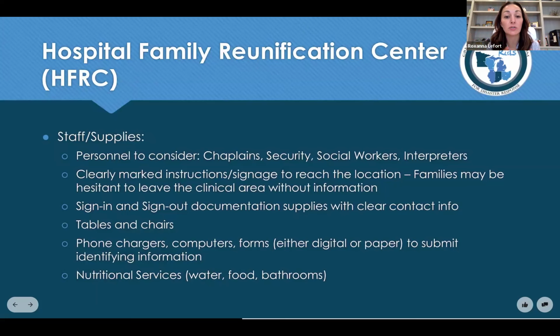Again, clearly marked instructions and signage to reach the locations, so that families aren't so hesitant to leave that clinical area, and a clear understanding of this is where you need to go and this is where we will give you information. So if you're looking for information, that's where you need to be, not in the emergency department trying to open doors and look in rooms and things like that. Try to make it as comfortable as possible. If you have a small room and everybody's just standing there, again, anxiety levels are going to increase. That stress is going to go up. This can take hours. It can linger for a long time. And so really creating a comfortable environment for people is ideal. So tables, chairs, that sort of thing.